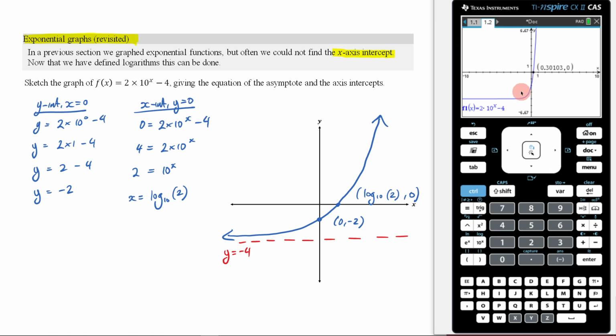Yes, it is. Could we also find the y-intercept? Yes, we can. Menu, trace, graph trace. It's when x is equal to 0. Type in 0, hit enter. 0, -2. There it is.